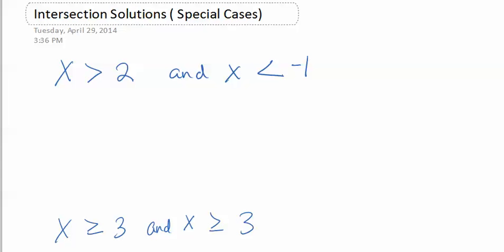Hi, in this video, we're going to talk about compound inequality intersections, and we're going to talk about solutions that have special cases. So what we're assuming is that we've already either separated or solved the compound inequalities together, however you choose to solve your compound inequality, but these are the solutions that we ended up with, okay?